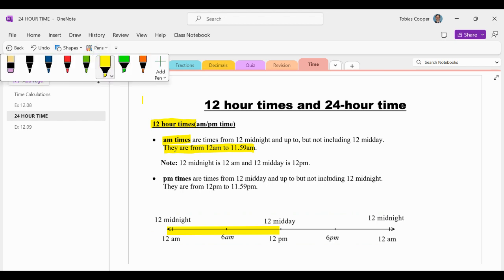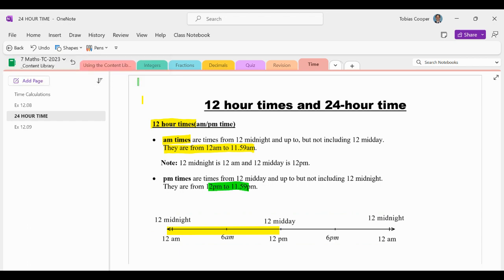Now what about the PM times? The PM times, well, they are times from 12 p.m. to 11:59 p.m. Okay, so they're from 12 midday and up to, but not including, 12 midnight. So from here, 12 midday, which is 12 p.m., all the way up to, but just stopping at 11:59 p.m., right? Because otherwise it wouldn't be a PM time. So the PM times are from 12 p.m. all the way up to, but not including, 12 a.m. So 12 p.m. to 11:59 p.m. is essentially the PM times.